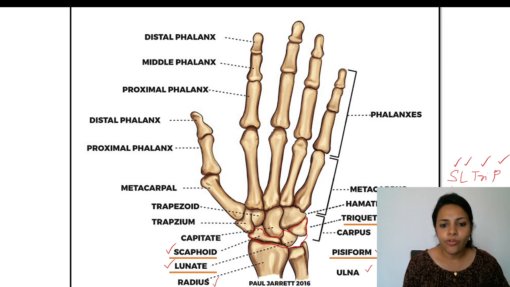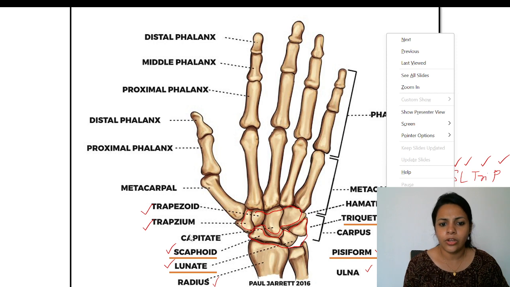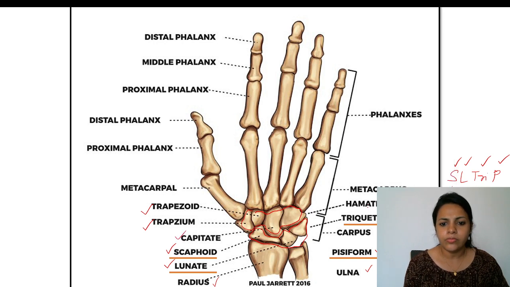The next 4 carpals that you see here are your distal carpals. They consist of trapezoid, trapezium, capitate and hamate. Those are the distal carpals.